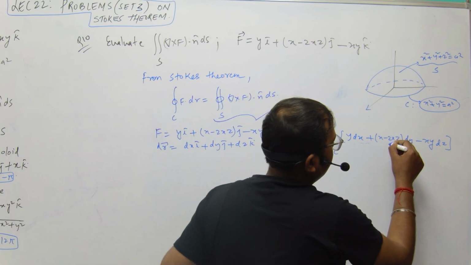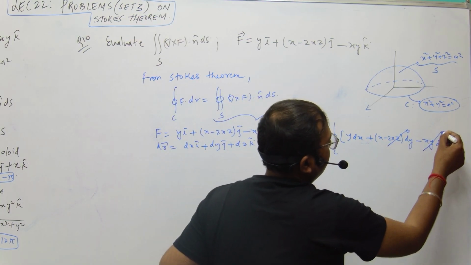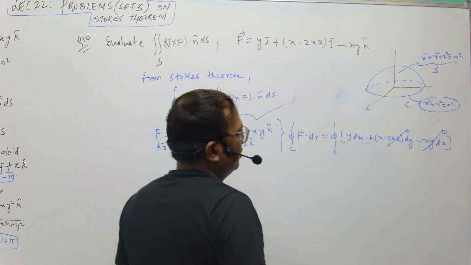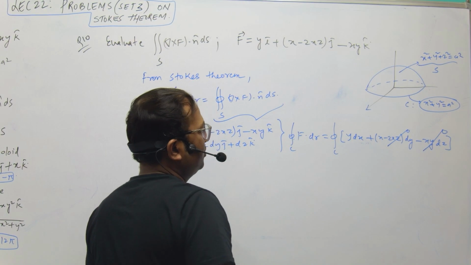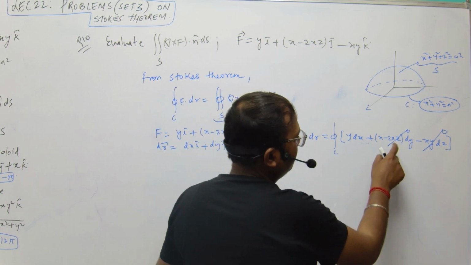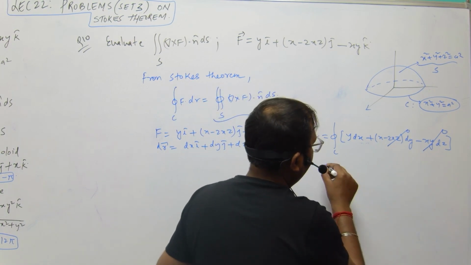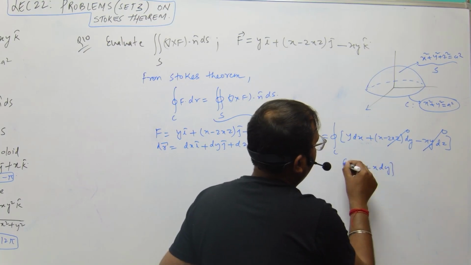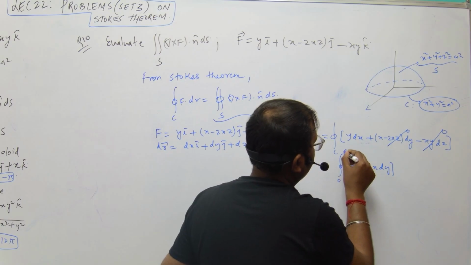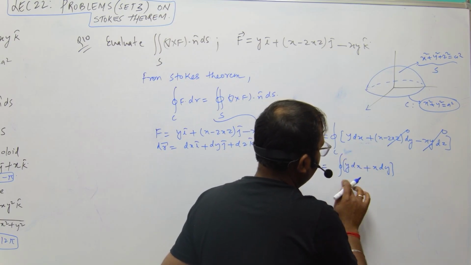But on curve C the value of z is 0, so the 2xz term will vanish, and dz will also be 0, because f dot dr is along the curve C and curve C is lying on the xy plane. So the z component will be 0. So z will be 0 and dz will be 0. We are left with y dx plus x dy along the curve C.